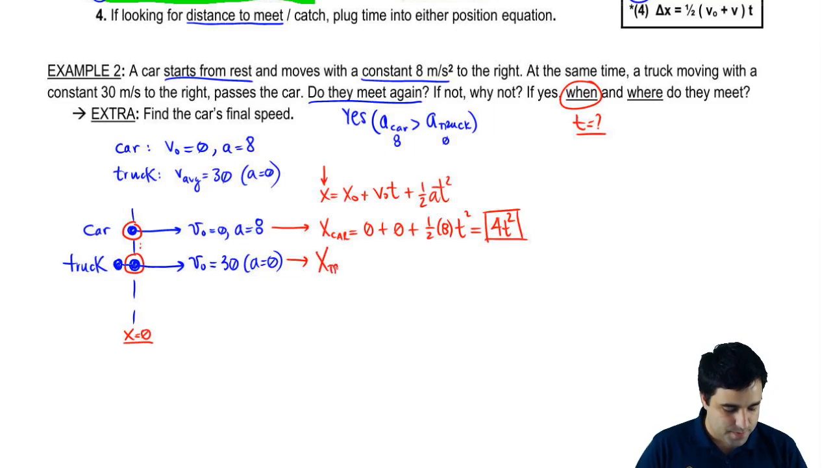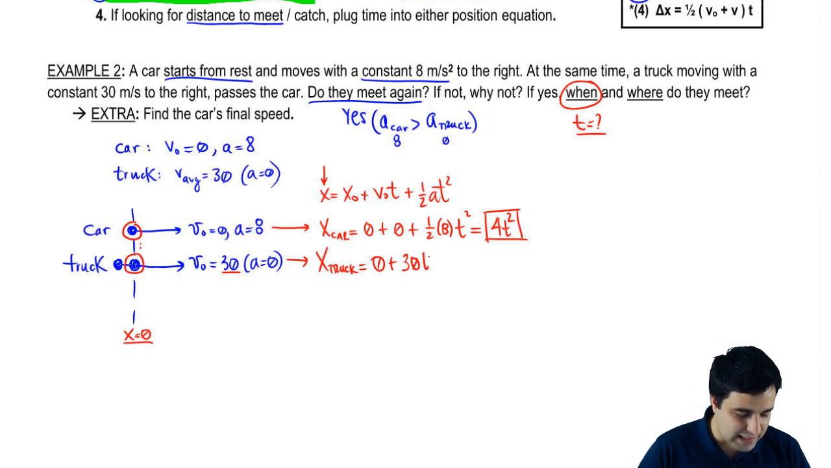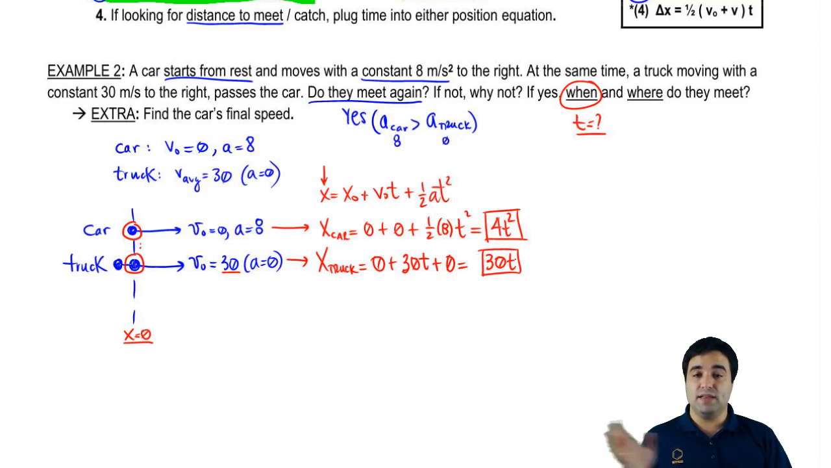Now x truck. The truck also starts at 0, but it has an initial velocity. It's a constant velocity, so it is 30t. Again, you don't have a t, so you can just write 30t. And this truck has no acceleration, so this is 0. So you get 30t. That's the first step. You write the position equations.